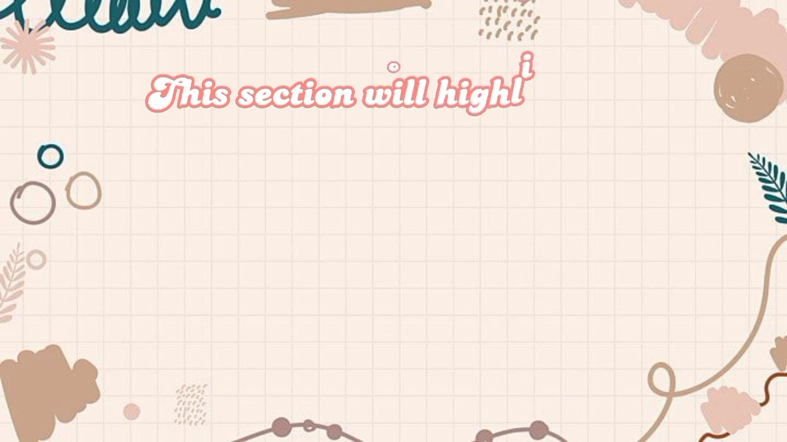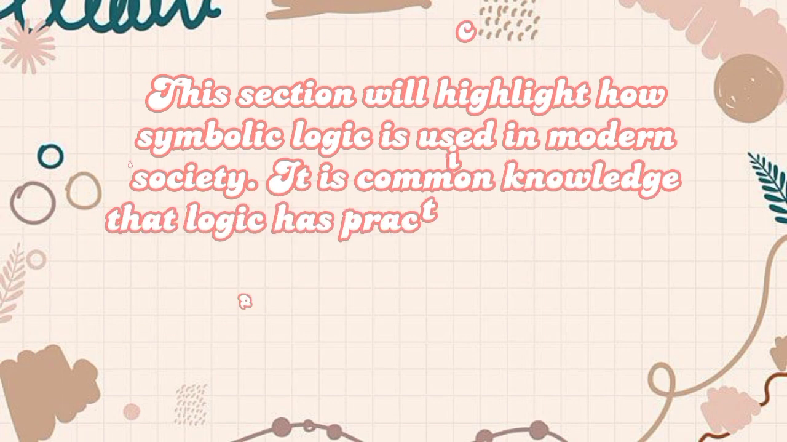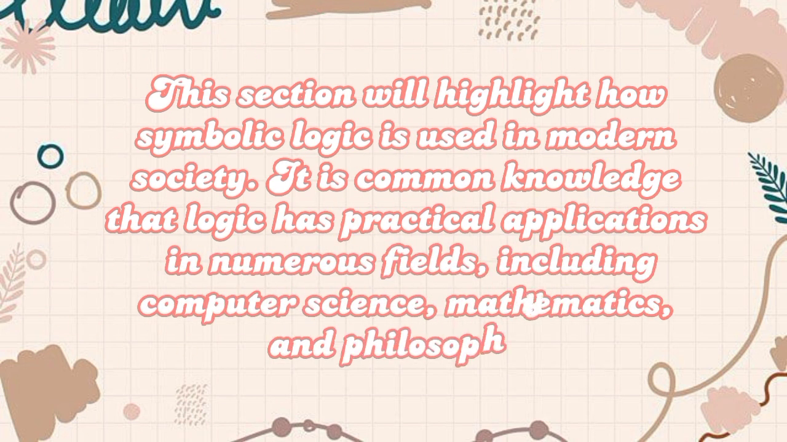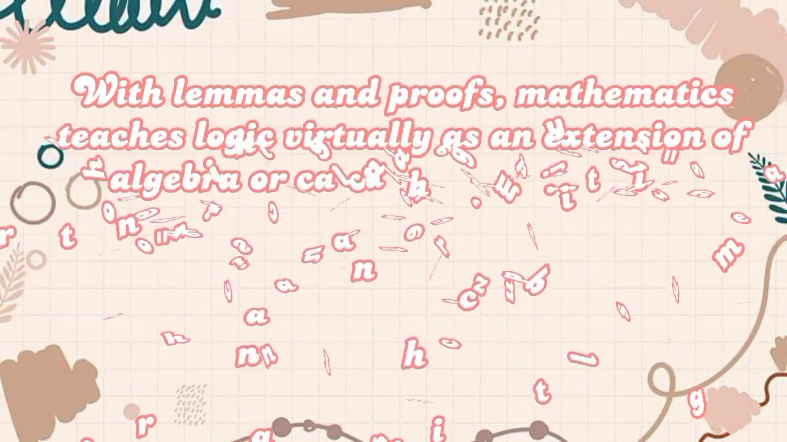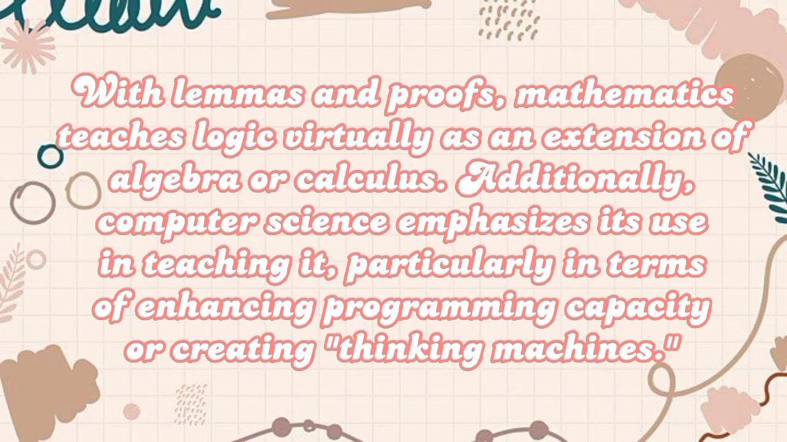This section will highlight how symbolic logic is used in modern society. It is common knowledge that logic has practical application in numerous fields, including computer science, mathematics, and philosophy. With lemmas and proofs, mathematics teaches logic virtually as an extension of algebra or calculus. Additionally, computer science emphasizes its use in teaching, particularly in terms of enhancing programming capacity or creating thinking machines.